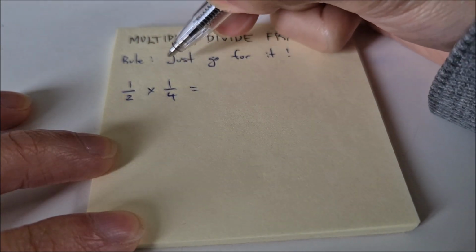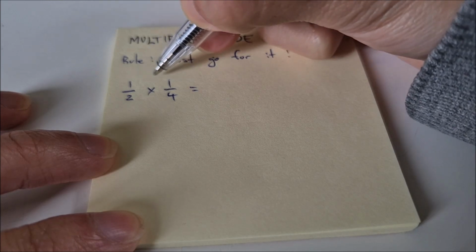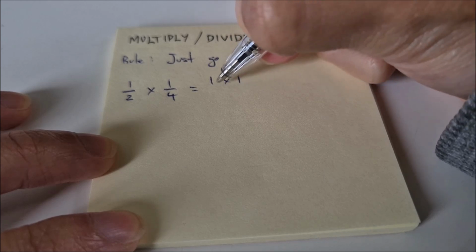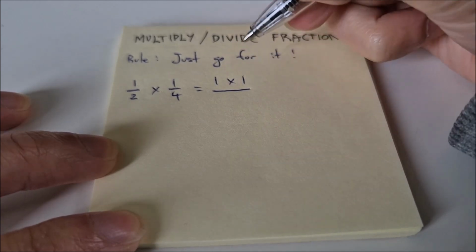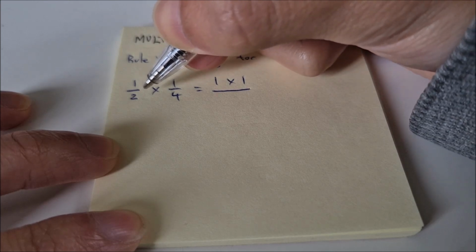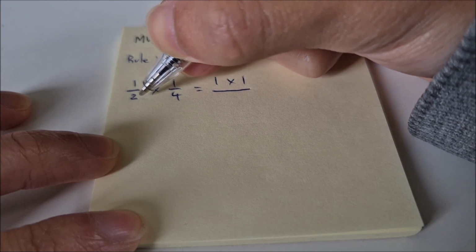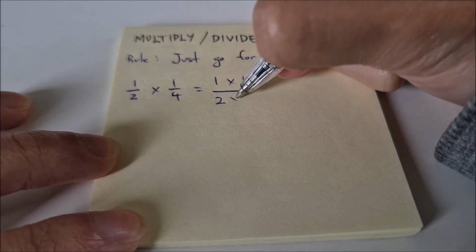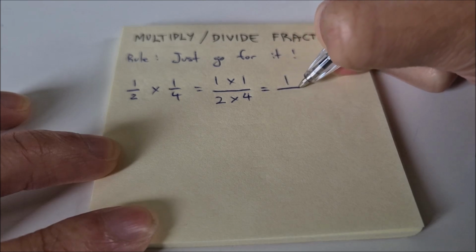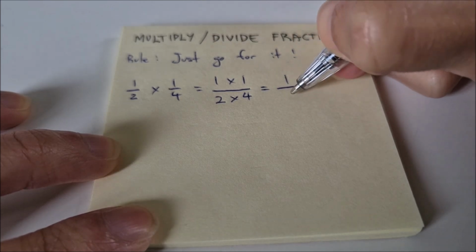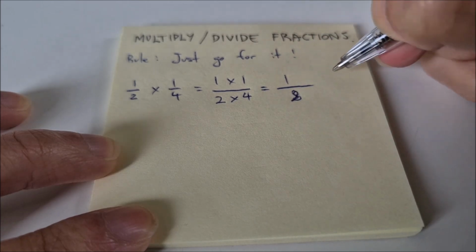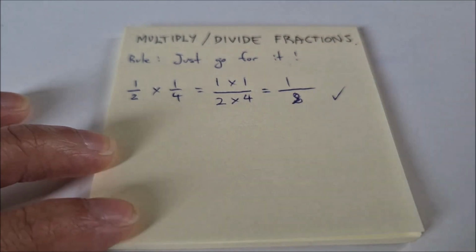What we do is we simply multiply the numerator. So it's 1 times 1 over the denominator, which we multiply together, which will be 2 times 4. So 1 times 1 is 1, 2 times 4 is 8, and we're done. It's that simple.